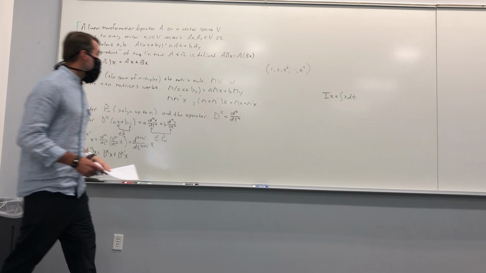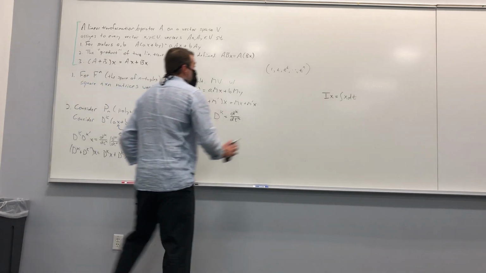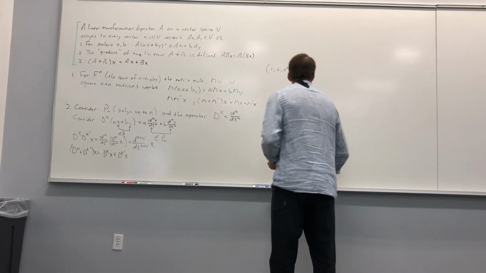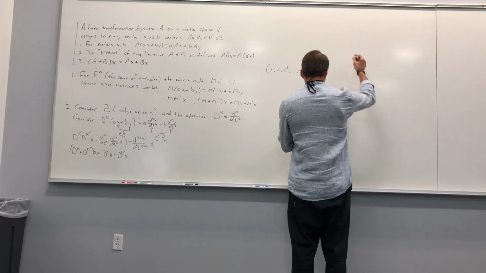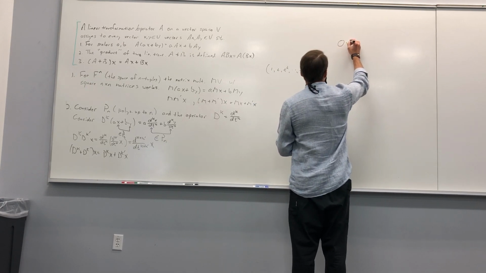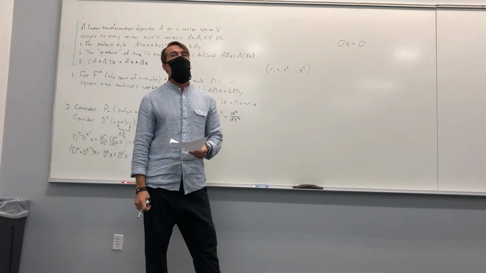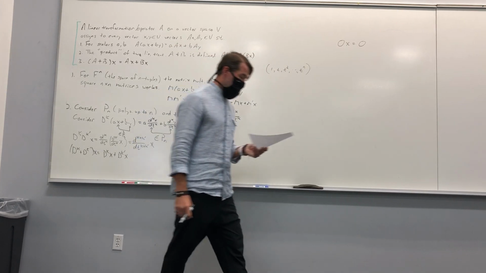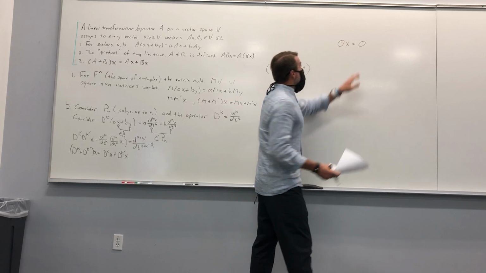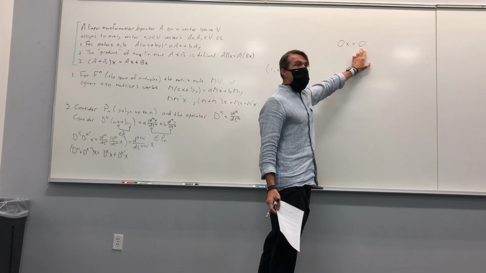All right. There are two special linear transformations. There is the zero transformation, which acting on any vector gives you back 0. Okay? Is this an element of the vector space?